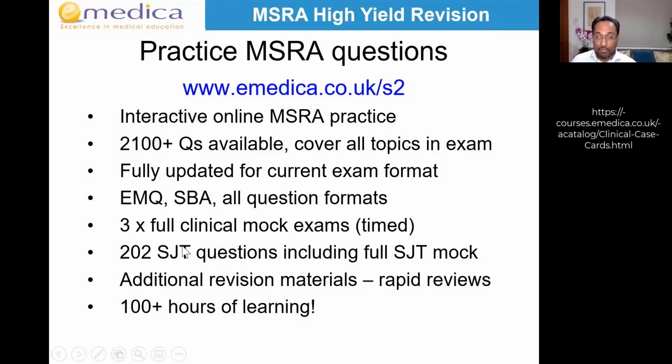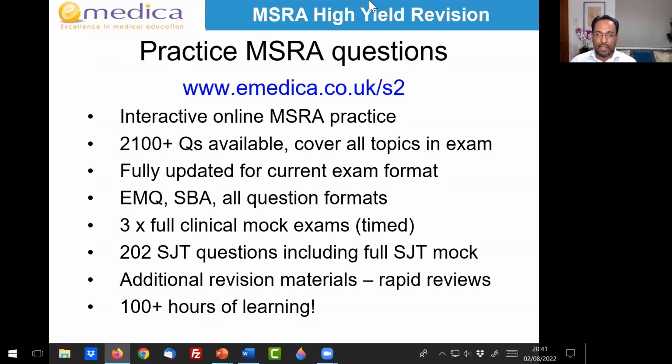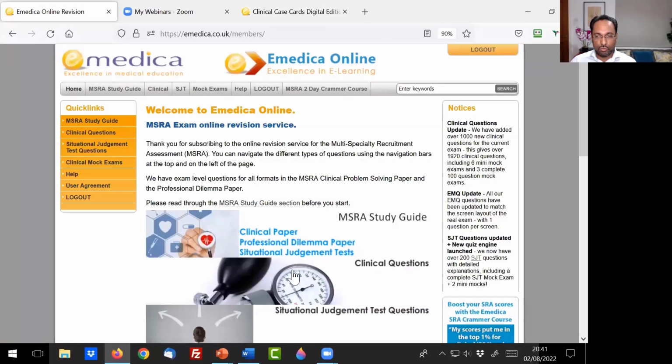And then, as I said, the mainstay should be practicing questions. So there are lots of question banks out there. When we first started teaching this 15 plus years ago, there were no question banks. We developed the first ever question bank for what was the precursor of the MSRA, which was called the GP Stage 2 exam, okay?